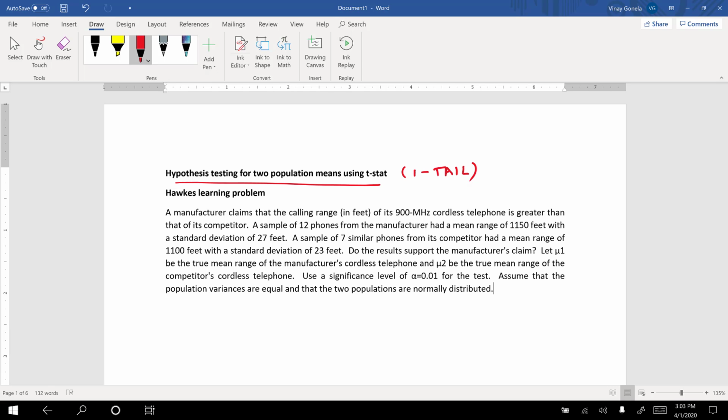So here the first thing is they tell us to assume mu1 be the true mean range of the manufacturer's cordless phone. So mu1 represents the manufacturer's phone, so I will just write manufacturer, and mu2 represents the competitor.